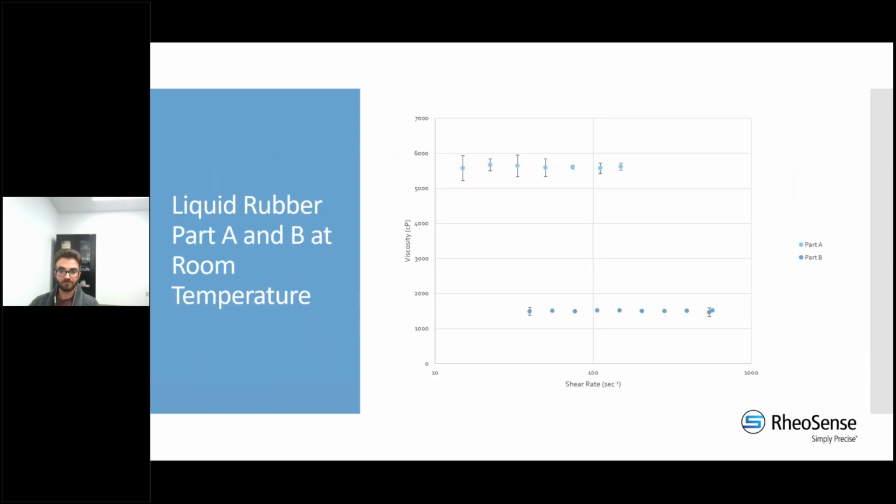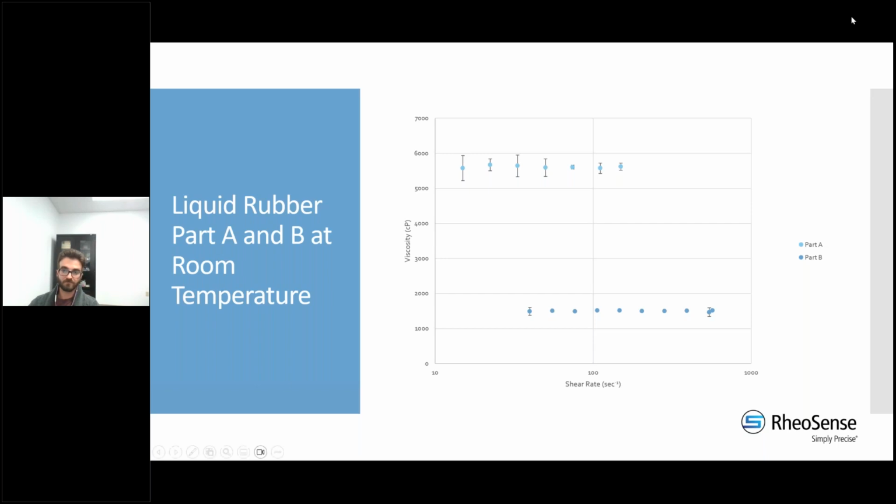So here I have the liquid rubber components, the part A and part B. I also will say I tested all of these at room temperature. And as you can see, the components separately are Newtonian, which means their viscosity does not depend on the shear rate, or it's independent for the measurement you get. And as you can see, one part is slightly lower than the other.